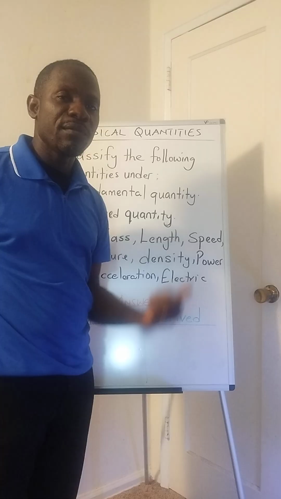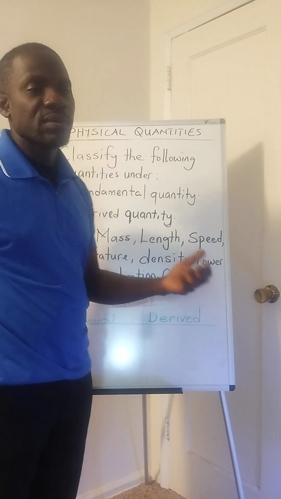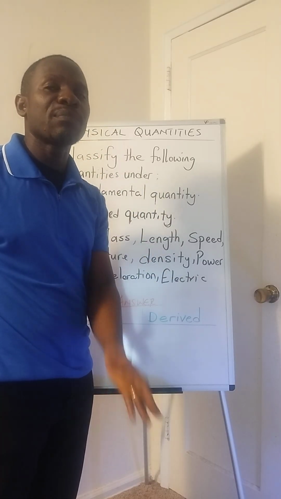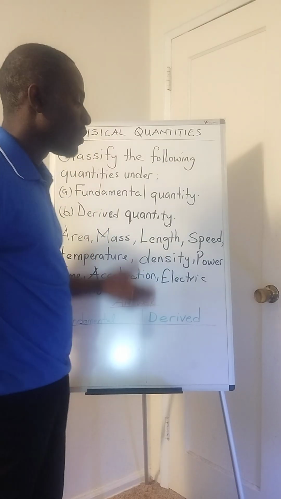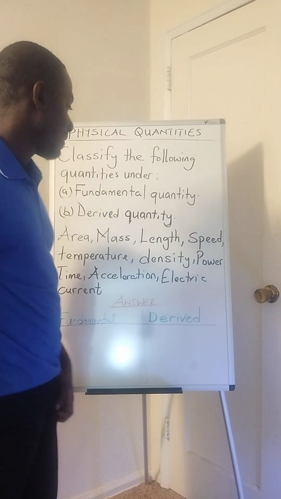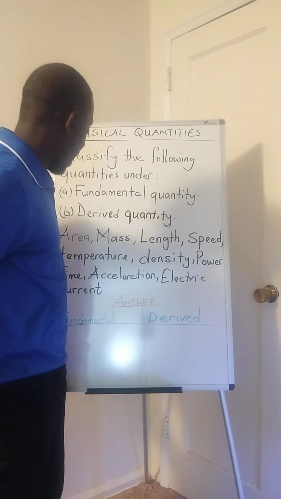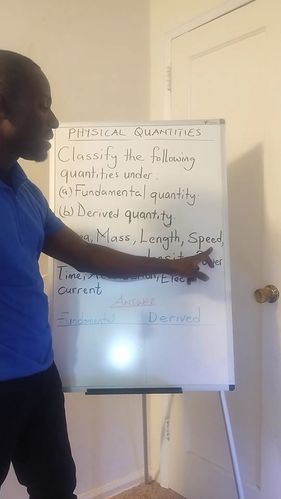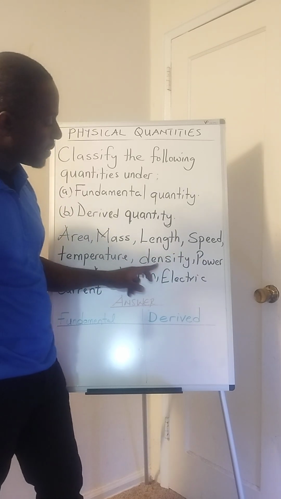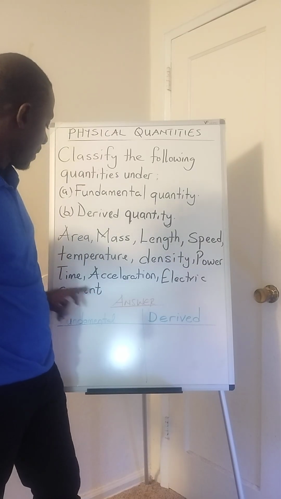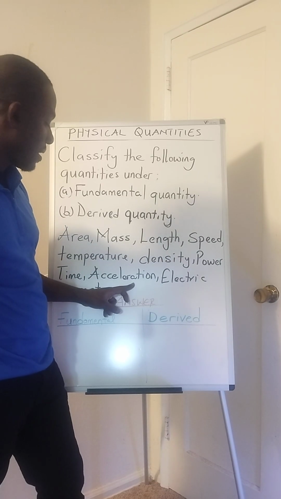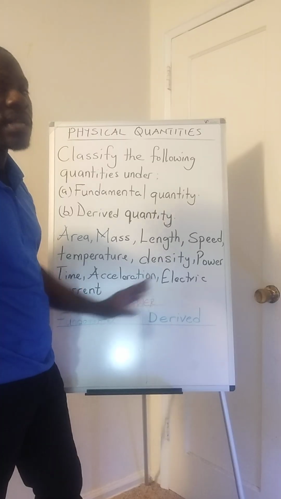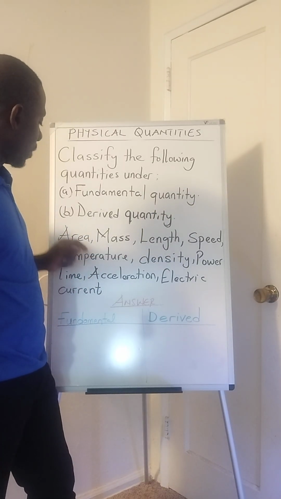But if you followed the previous video, all these examples that I put on the board, I categorized them, I classified them under some type of physical quantities. And so we are going to do this simple exercise. And so on the board here, we have area, mass, length, speed, temperature, density, power, time, acceleration, and electric current. There are a lot more, but we want to focus on these ones for now.